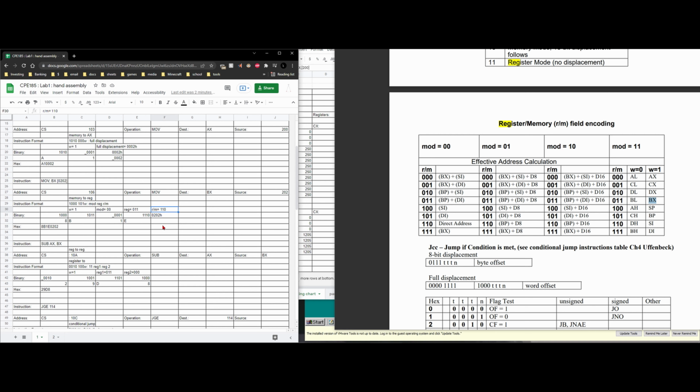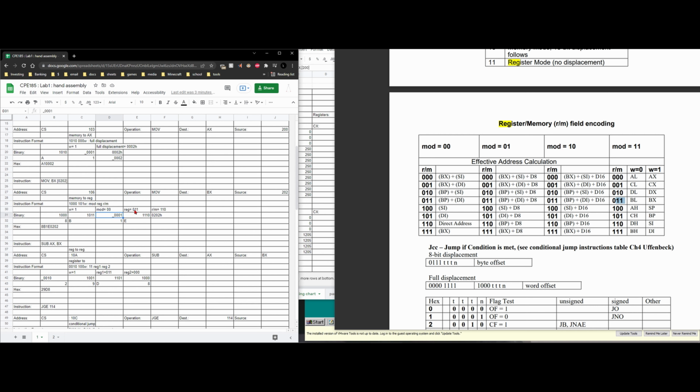And then we have our R-M. And so our R-M, we know it's going to be 1, 1, 0. And this is because we have a direct address here. So our direct address is 110, and then our B of x is right here with 011, and then we're going to start off with our mod being 00. And then we combine these down here.